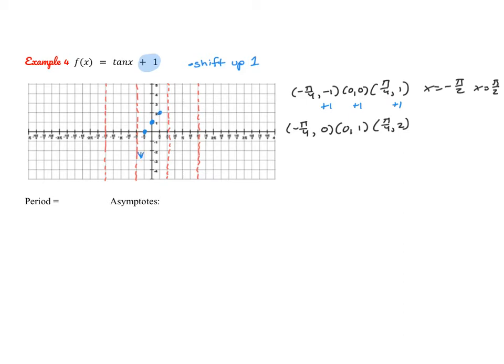So we're going to keep that same S-shaped graph, except you can see that instead of being centered at the origin, it's been shifted up 1. Then we can repeat that pattern here. And just for extra practice, we can even do another one on the left. So our period is still pi, it's unchanged, and our asymptotes are still in the same location they've been so far. So negative 3 pi over 2, negative pi over 2, positive pi over 2, and 3 pi over 2.